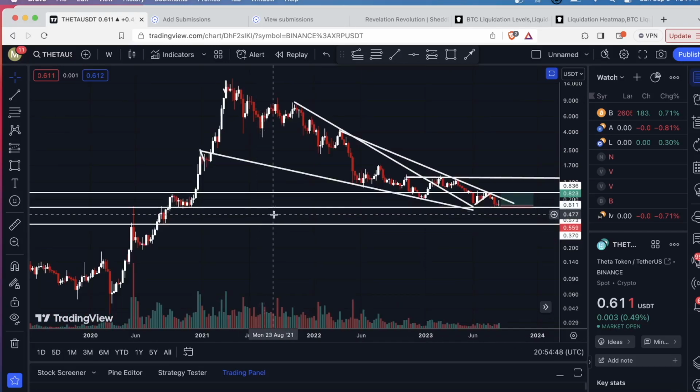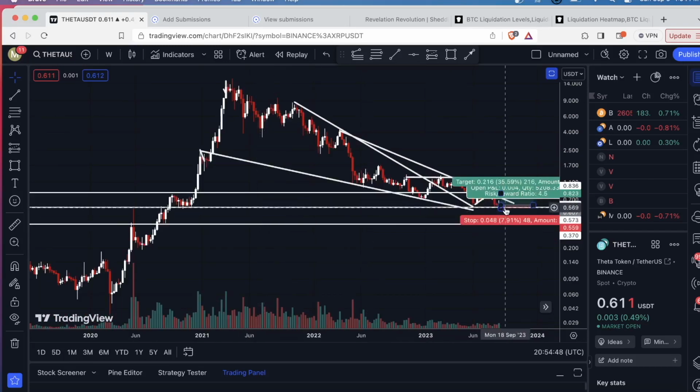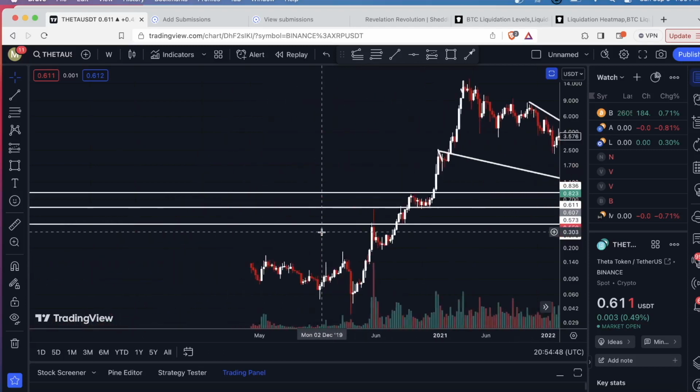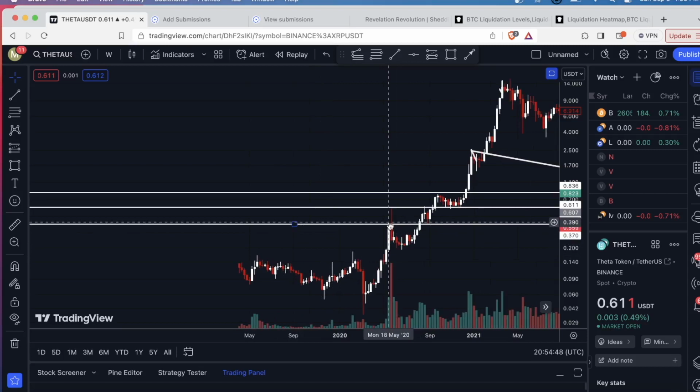Next level, if this current level breaks, you want to have this on your chart for a potential support level. And that is about 37 cents. And the way I got that, based on the price action, it was the resistance right here. When we broke it, we came back down to retest it as a support. So we had a successful resistance to support flip right here.